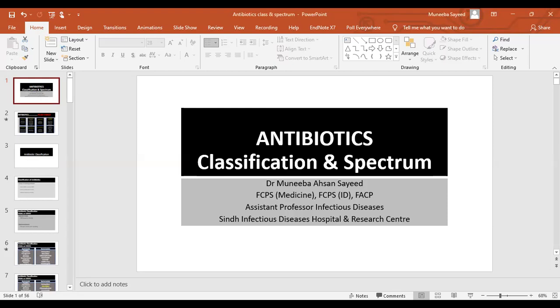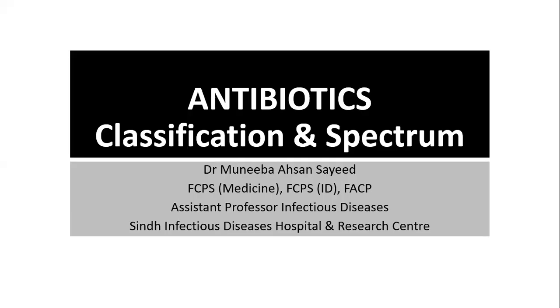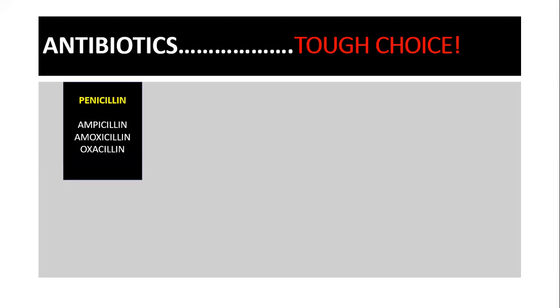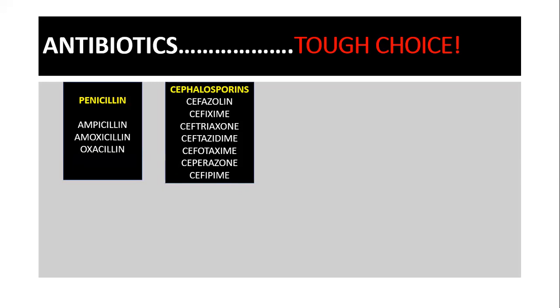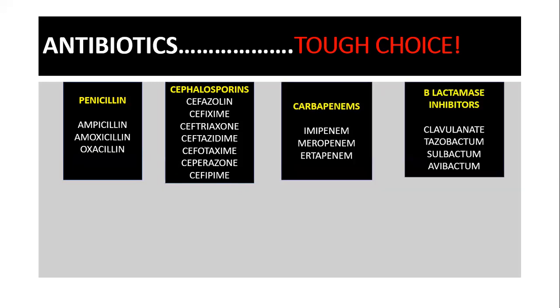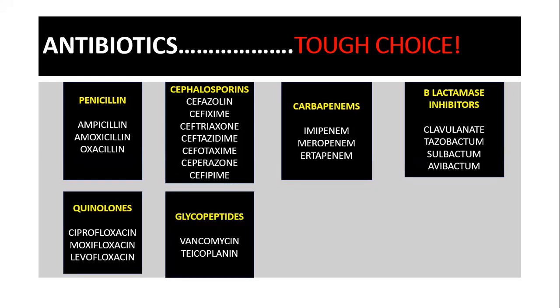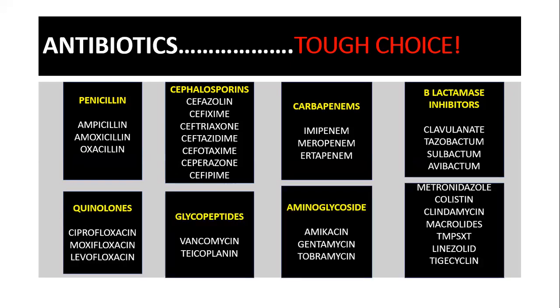I am Dr. Muneeba Sayeed, and this is lecture 4 of the AMR series. It's about antibiotics, the classification and spectrum of activity. So we've got different lists. This is the list of antibiotics that we have, which includes penicillins, cephalosporins, carbapenems, beta-lactamase inhibitors, quinolones, glycopeptides, aminoglycosides, and many other antibiotics.